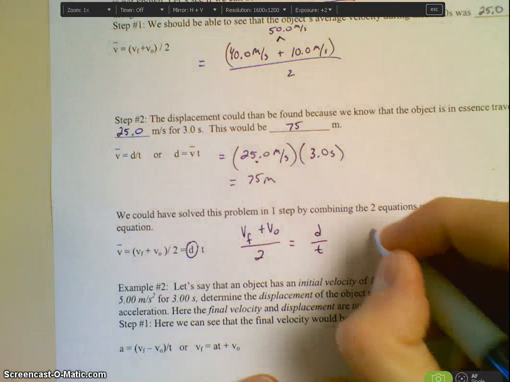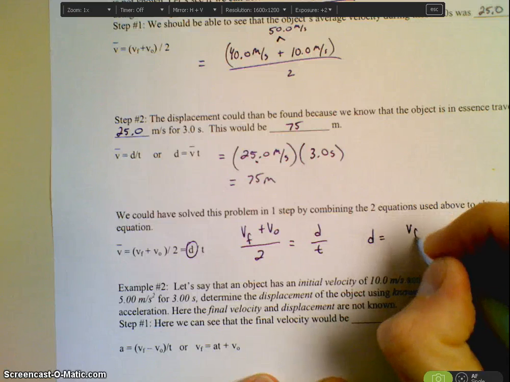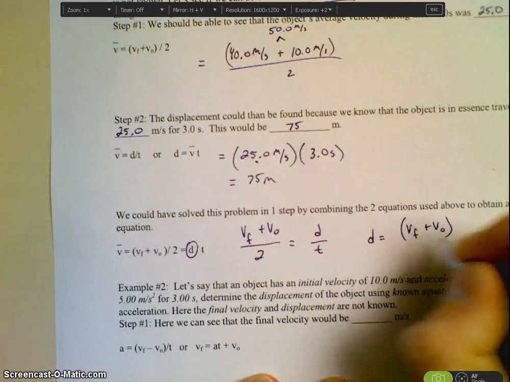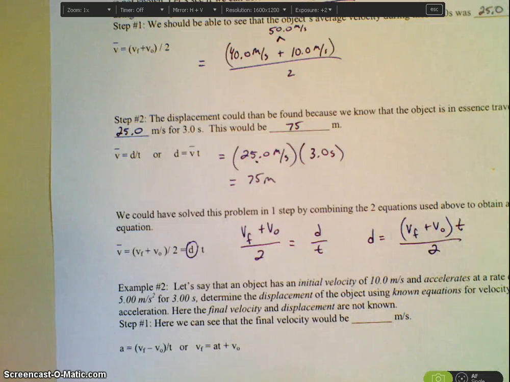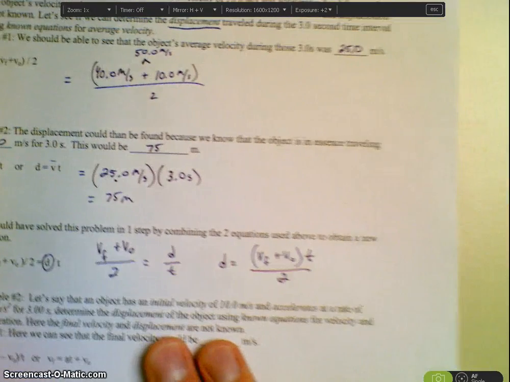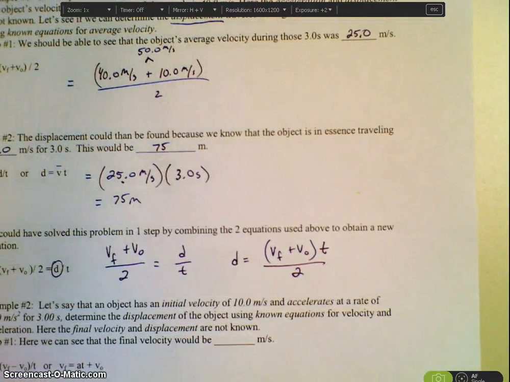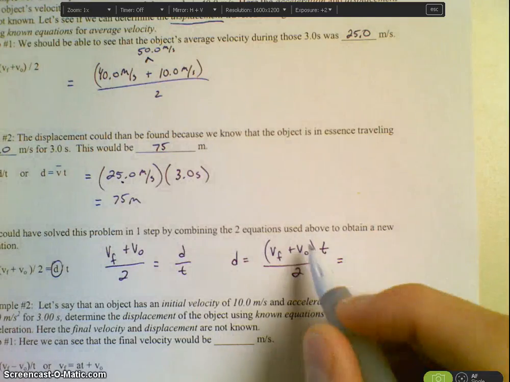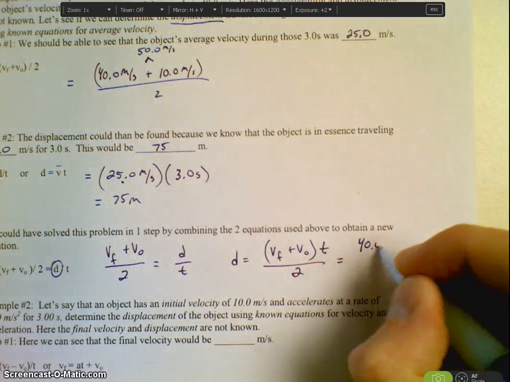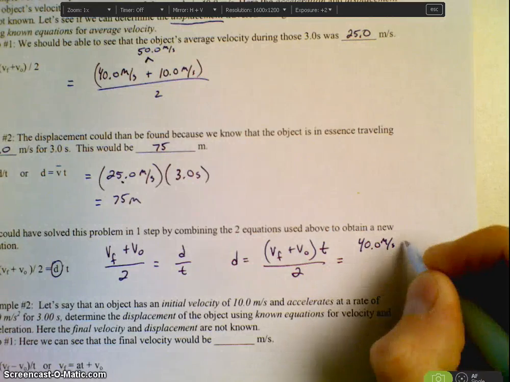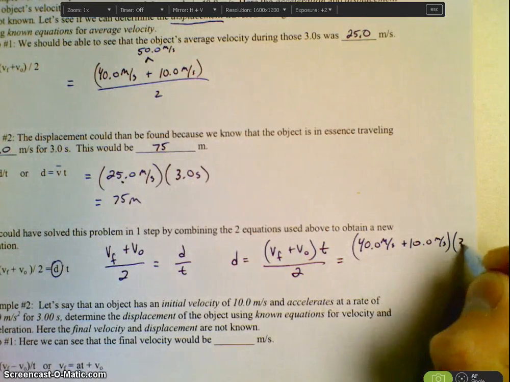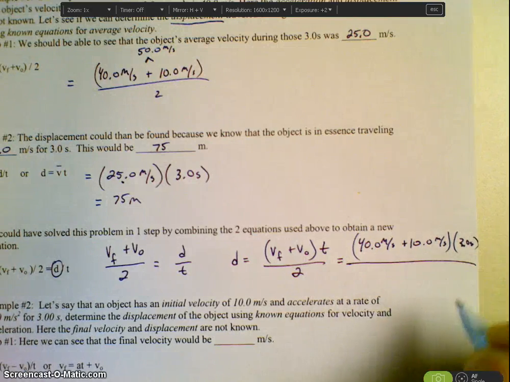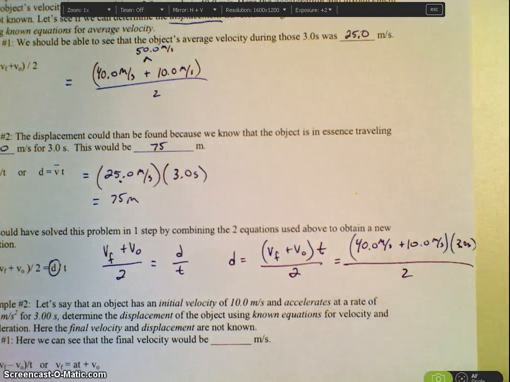So let's solve for D. D is equal to VF plus VO, that quantity times T, all over 2. So let's substitute and solve now. What was our final velocity? 40.0 meters per second. Initial velocity was 10.0 meters per second. Time was 3.0 seconds. And we divide that by 2.